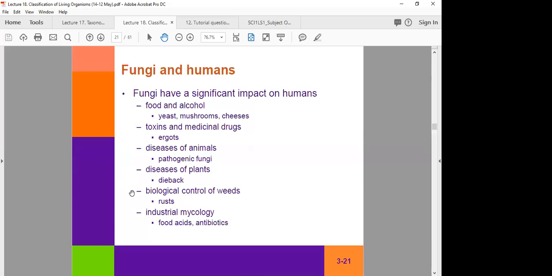There are some fungi, for example, a particular species of rust, that are being studied at the moment as biological control agents of weeds. So that's an interesting application. And of course, fungi are important in industrial mycology, production of various food acids and antibiotics.